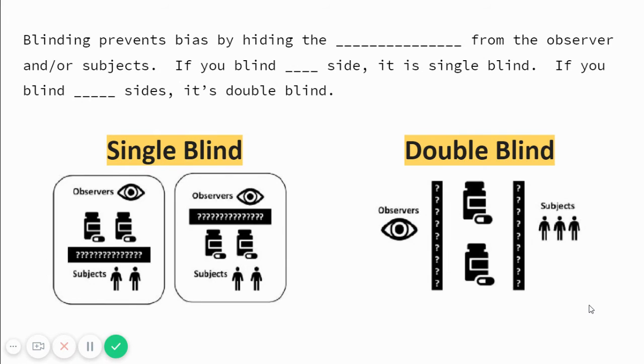Blinding. Blinding means that somebody does not know what's going on. Blinding prevents bias by hiding the type of the treatment from the observer or the subjects. If you blind one side, it's obviously single blind. If you blind both sides, it's double blind. Wait, why would you do a single blind study? Let's say that you want to do the Coke versus Pepsi challenge. The observers, the researchers, would want to know whether the subjects are sipping Coke or whether they're sipping Pepsi. The subjects can't know because they might try to influence the results of the experiment.